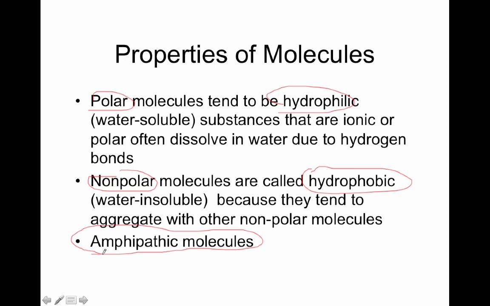So what is the definition of an amphipathic molecule? A molecule that is hydrophilic and hydrophobic. Part of it is hydrophilic, part of it is hydrophobic. Very important molecules. So they act like an adapter to join hydrophilic molecules with hydrophobic molecules. We call these amphipathic molecules. So something very important.